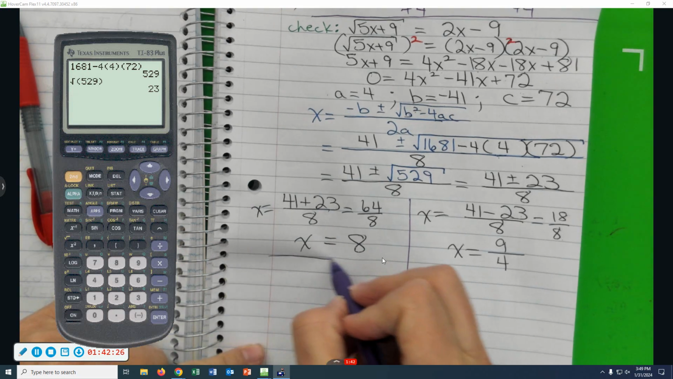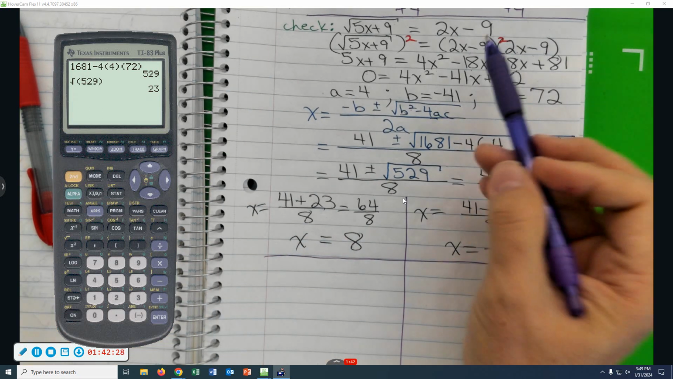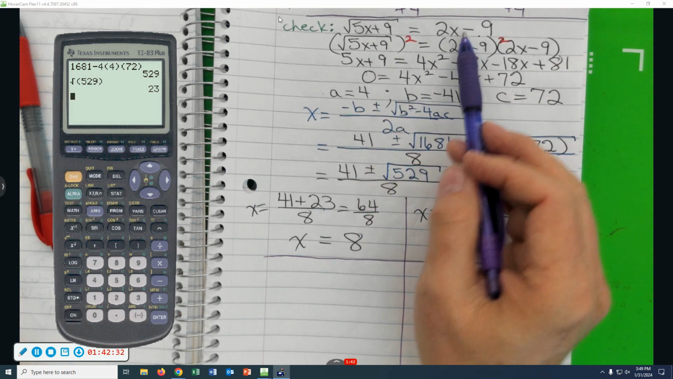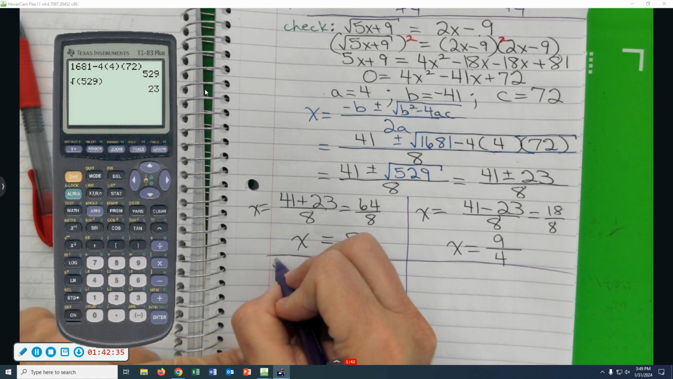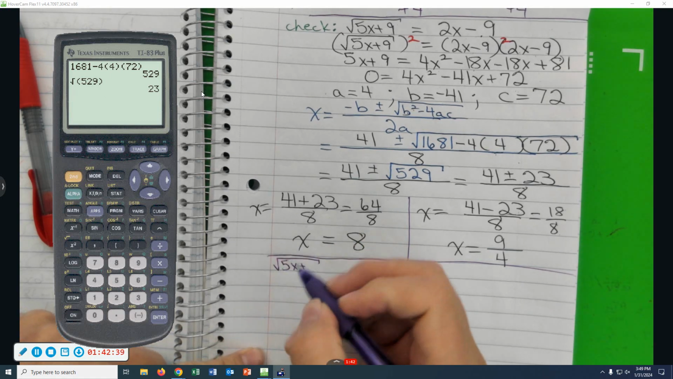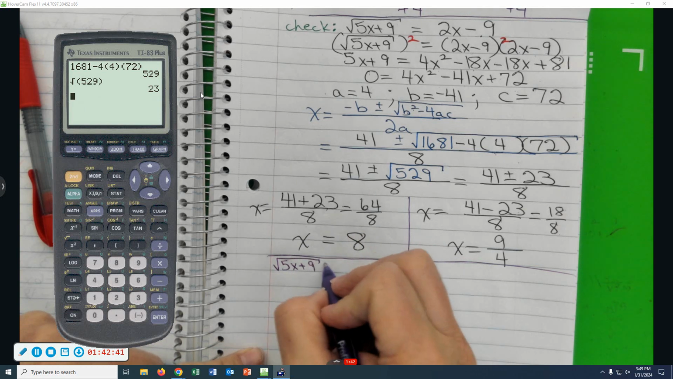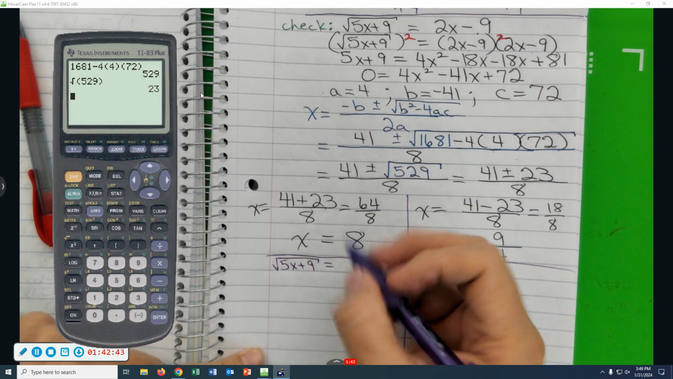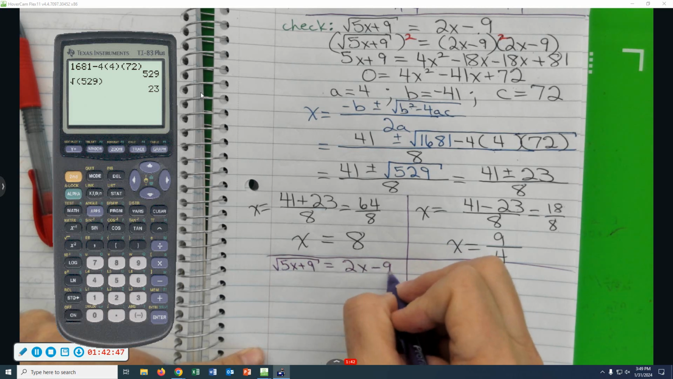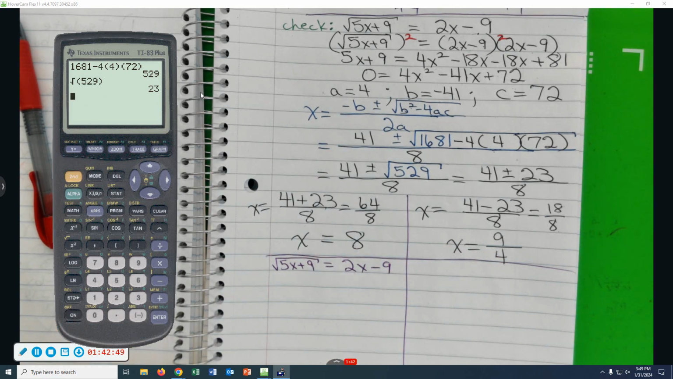Let's check. And remember, we're checking where the radical is isolated. That's the easy spot to check. So we're plugging it into the square root of 5x plus 9 is equal to 2x minus 9. Is that going to check?